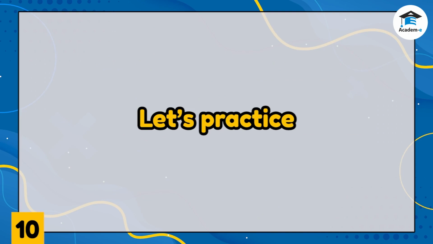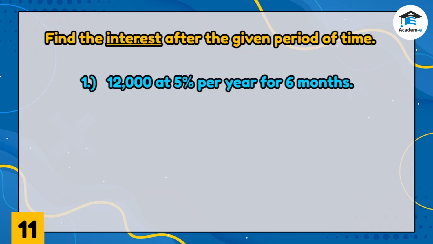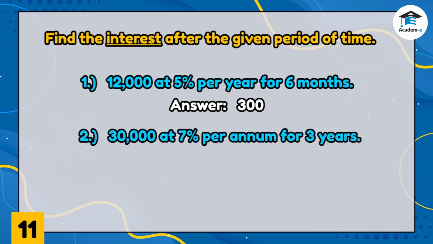Let's practice. Find the interest after the given period of time. 1. 12,000 pesos at 5% per year for 6 months. Answer. 300 pesos. 2. 30,000 pesos at 7% per annum for 3 years. Answer. 6,300 pesos.